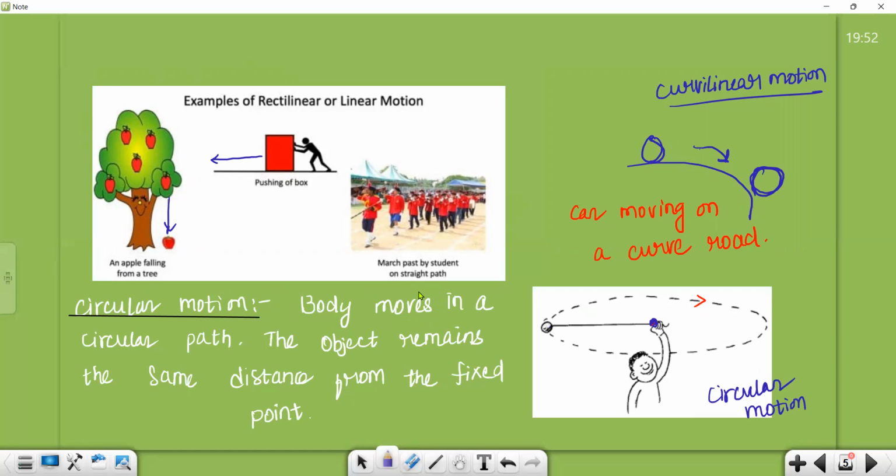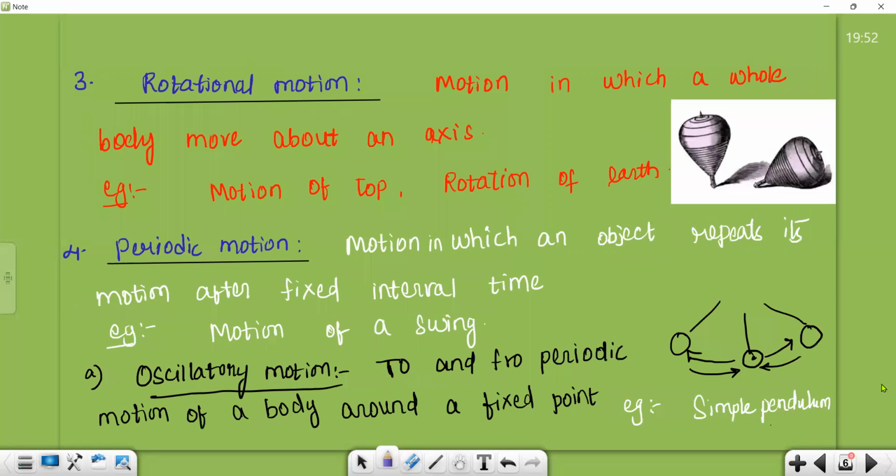In circular motion, wherever the object started, it moves around and comes back to the exact original position, and the object remains at the same distance. So that is circular motion. Next one is rotational. In rotational motion, the total body is moving on its own axis, like the motion of a top or the rotation of the earth.